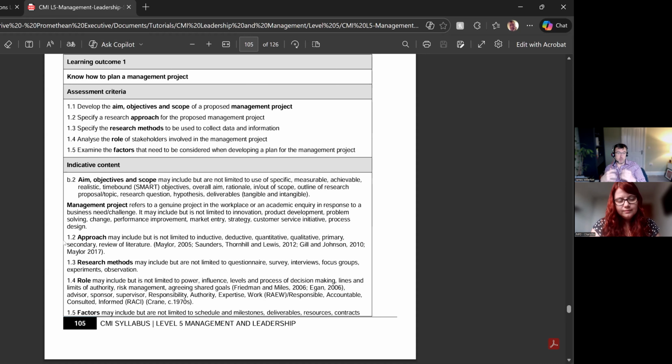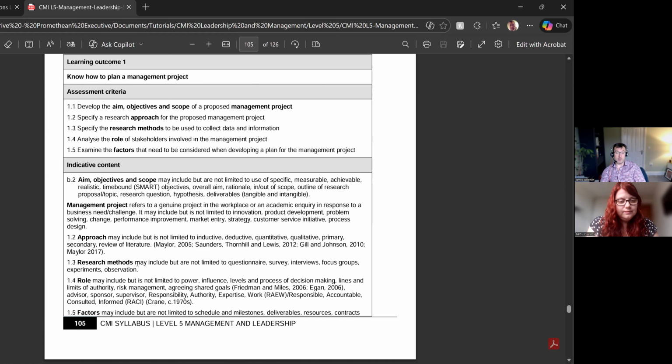Once you've got that, we're going to move into 1.2, specify a research approach for the proposed management project. You've got options here in what you intend to do to approach how you're going to research this and build the case. That might include inductive or deductive method, quantitative or qualitative data or information, primary and secondary information.